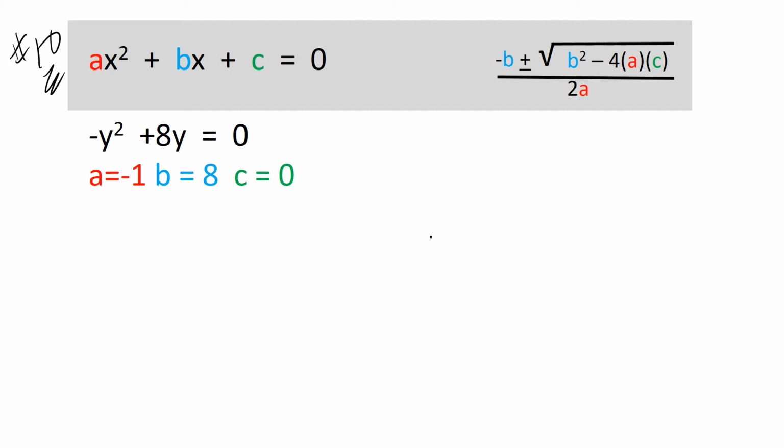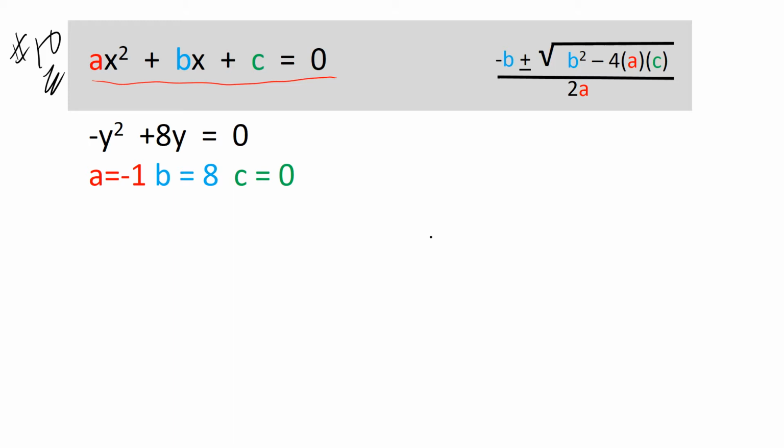In this video, we're going to walk through problem number 10 on the worksheet of solving quadratic equations using the quadratic formula. So in the gray box at the top, it's just some information. On the upper left, you see the standard form of the equation that we need to have it in order to use the quadratic formula. And in the upper right, of course, is the quadratic formula itself.